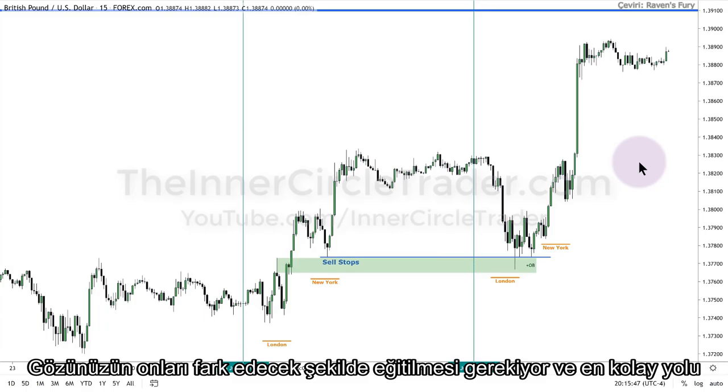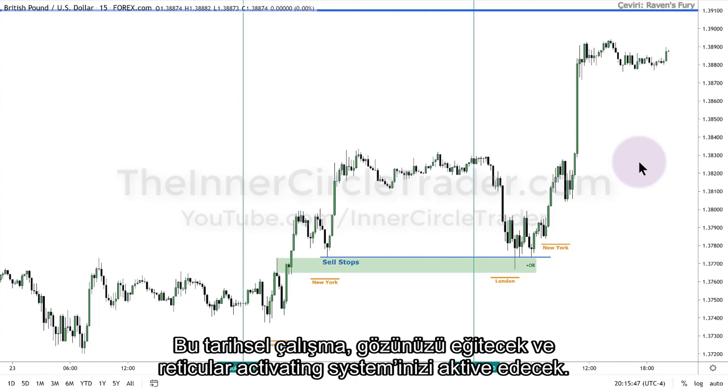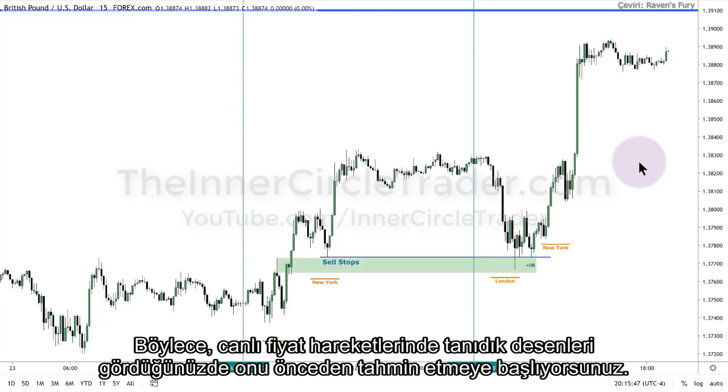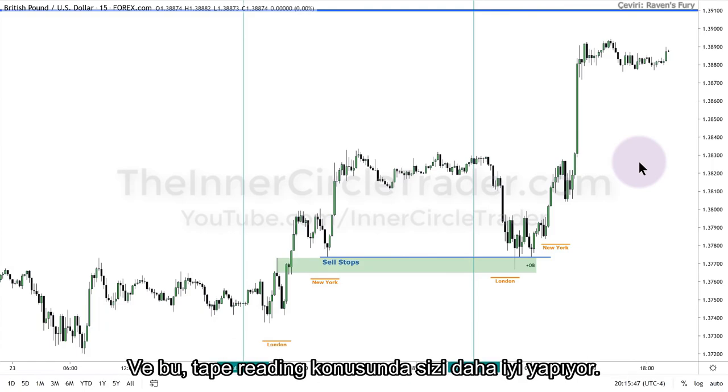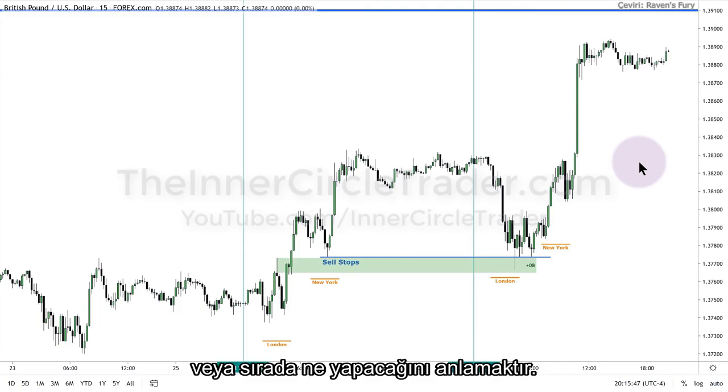And the easiest way to do that is go through back logging and look at old historical price moves and mark them up on your chart. That historical study will train your eye and activate your reticular activating system. And that means when you see something over and over again, it makes you sensitive to it. So that way you will start to anticipate it when you see familiar patterns in live price action. And it makes you better at reading the tape. Reading the tape is just simply understanding what the market's doing live or what it's about to do next.